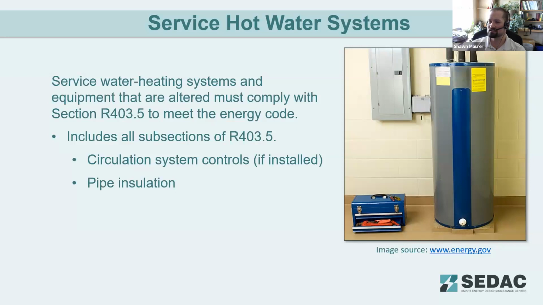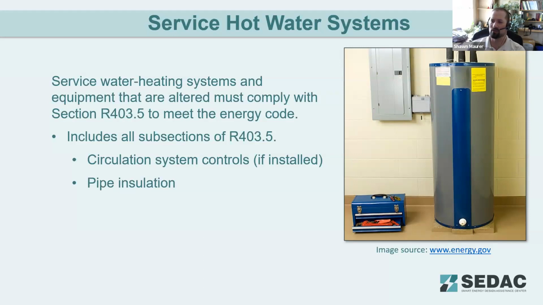For service hot water systems, new systems must comply with the energy code. That includes all the subsections for service water heating that include pipe insulation and circulation system controls if you're installing them. Unlike commercial buildings, residential buildings don't have the language in the new construction that pretty much mandates hot water circulation due to the maximum volume limitations or pipe length limitations to a heat source.